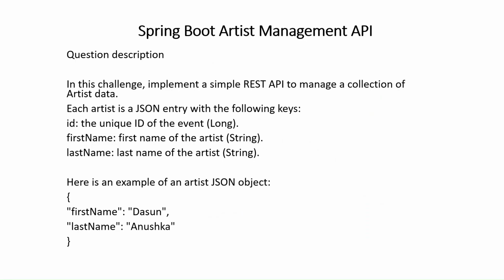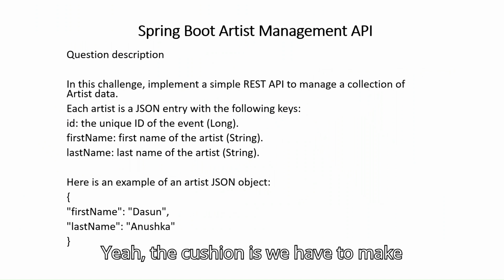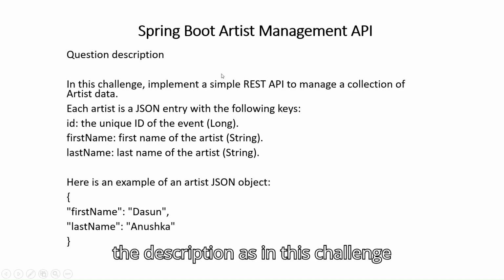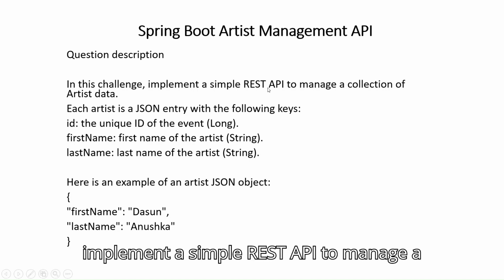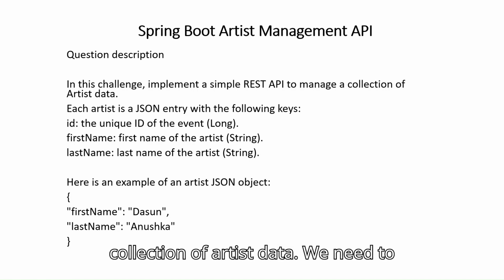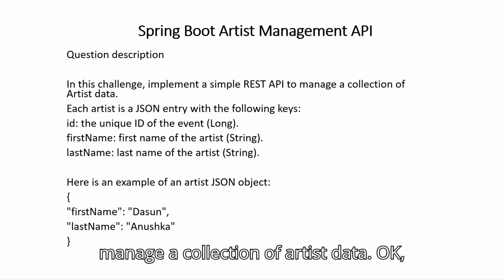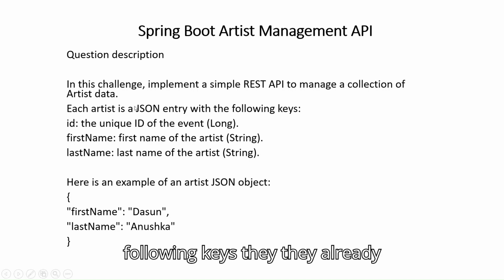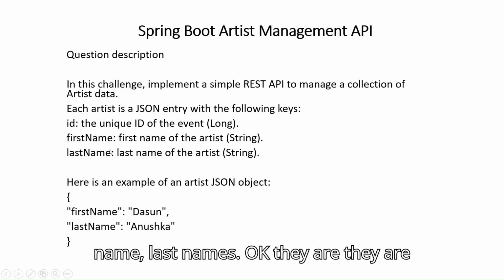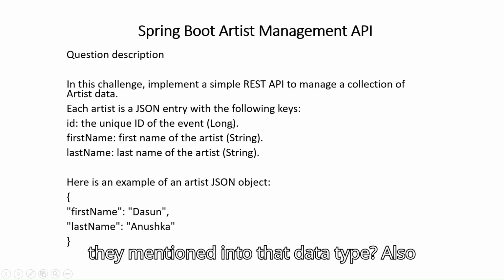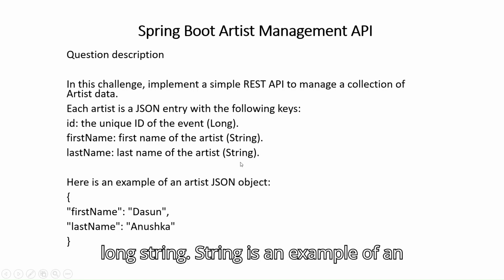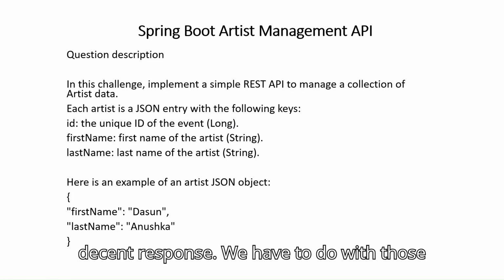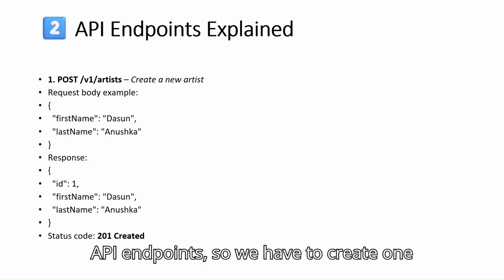The question is that we have to make an artist management API. The description says: in this challenge, implement a simple REST API to manage a collection of artist data. Each artist is a JSON entry with the following keys: ID, first name, last name, and they also mention the data types, long and string. Here is an example of an artist, and this is the JSON response we have to return from the API endpoints.